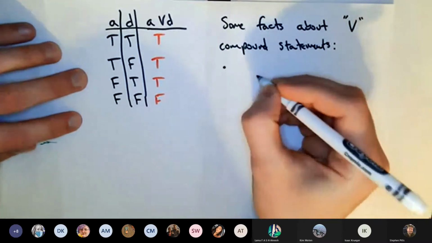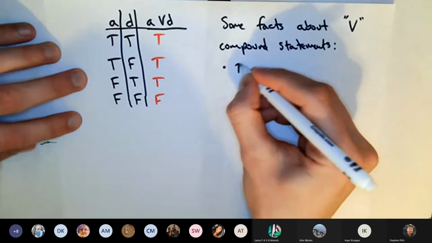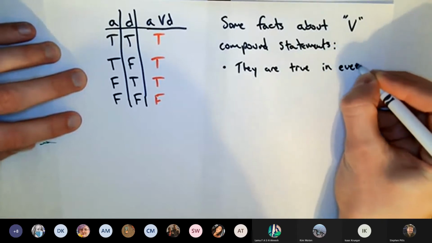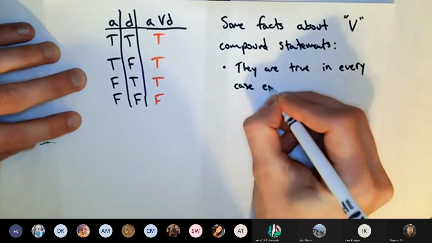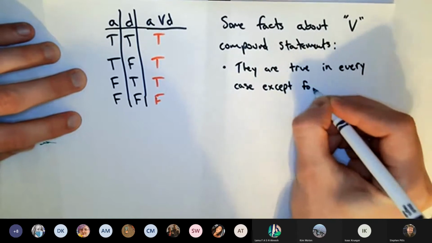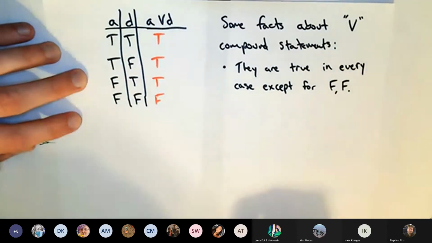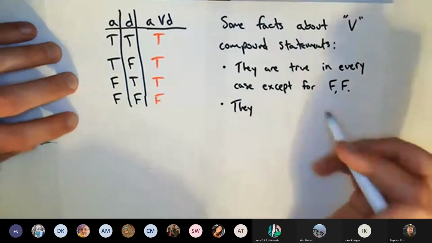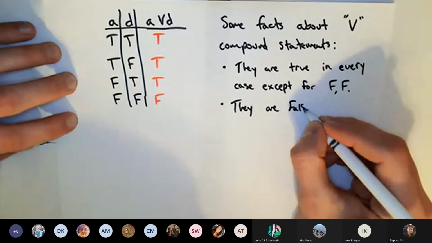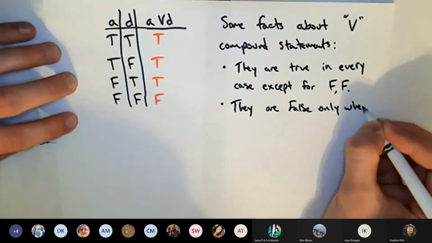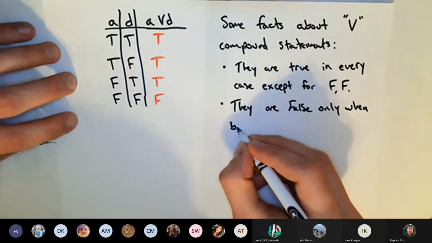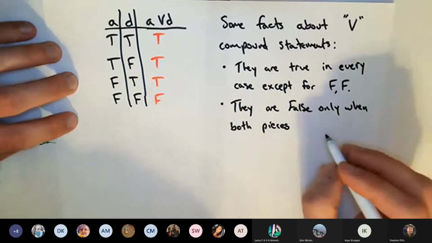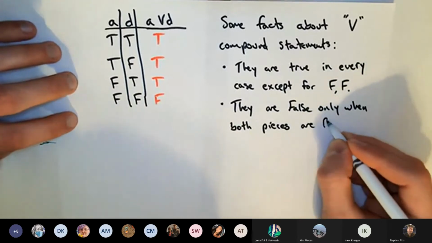All right, first thought, I can say they are true in every case except for false, false. And then really, I'm just going to repeat this, but looking at it from a different point of view. They are false only when both pieces are false. So that's really just saying the same thing twice, from a different point of view.